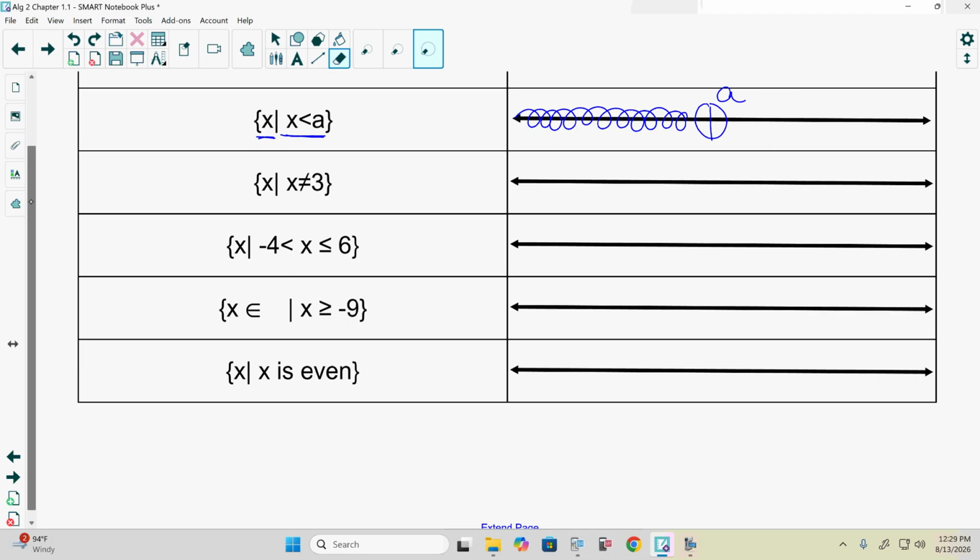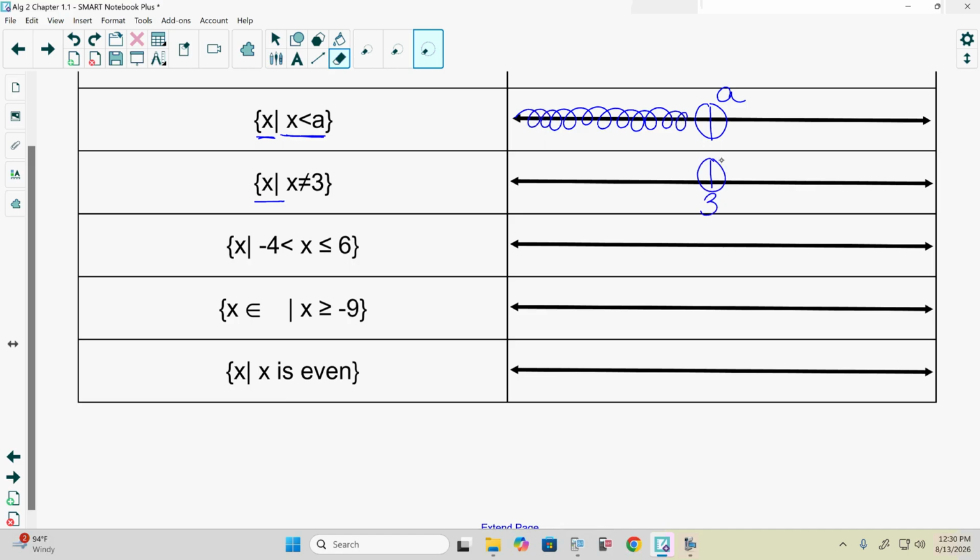The second one I find kind of interesting because if we read this here: brace, x bar, the set of all real numbers x such that x is not equal to 3. So we're saying that x cannot be what? 3. So what could x be? Anything. It can be anything but 3.